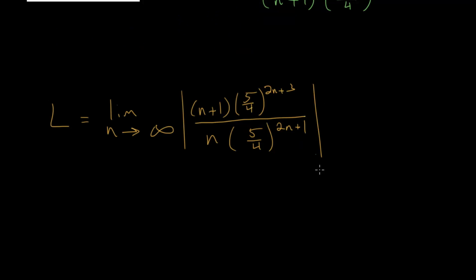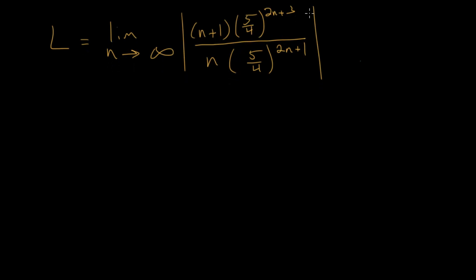Now, within this limit, this ratio here inside the absolute value, we can make a few simplifications. So we have this 5/4 raised to the 2n plus 3 in the numerator and 5/4 to the 2n plus 1 in the denominator. So let's rewrite that using exponent properties. And I will just work on that off to the side here.